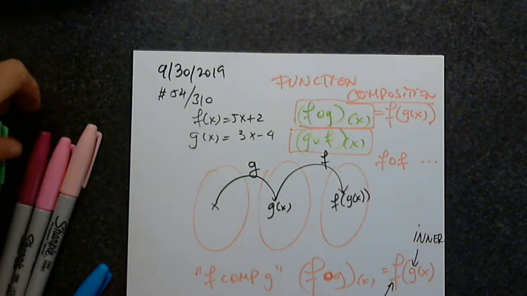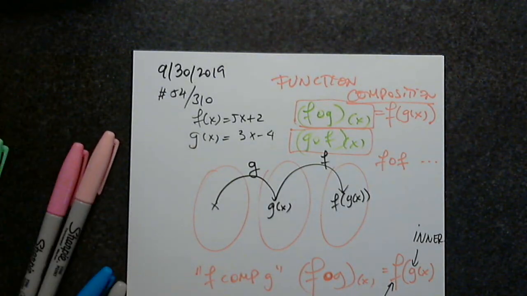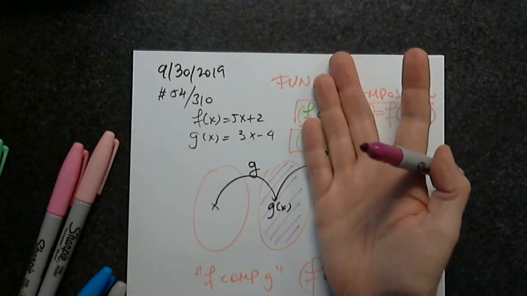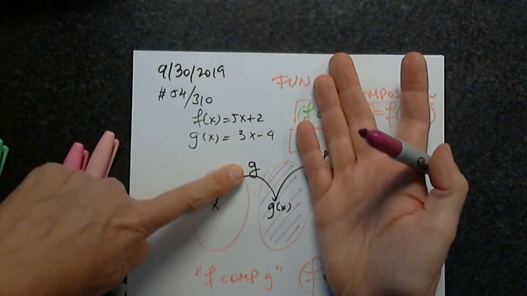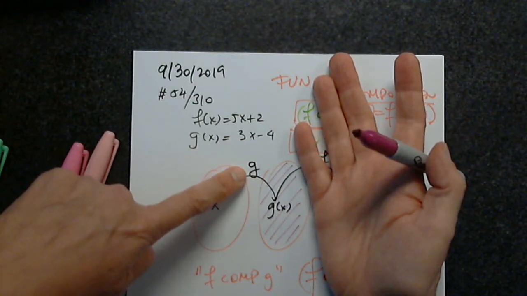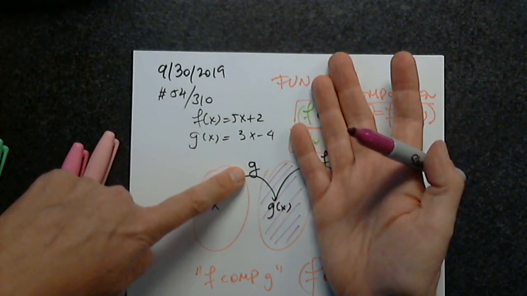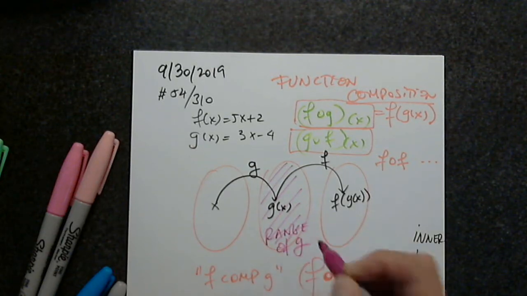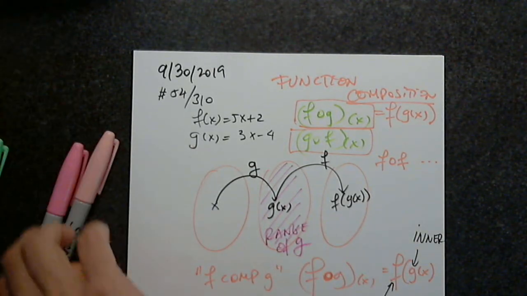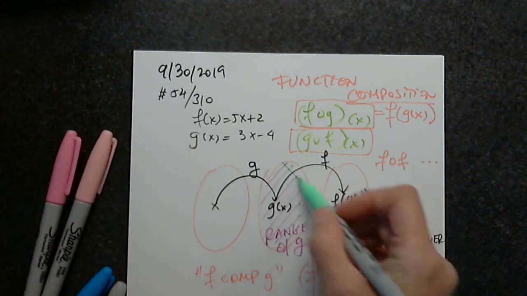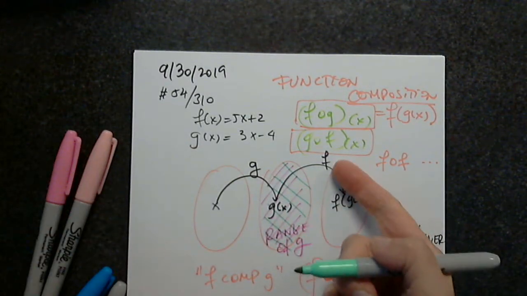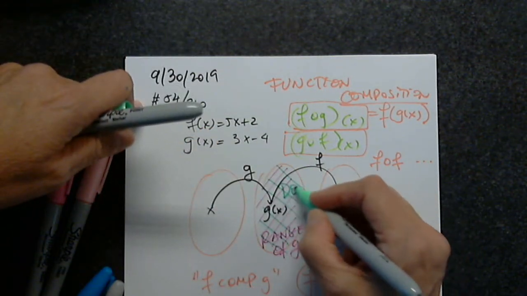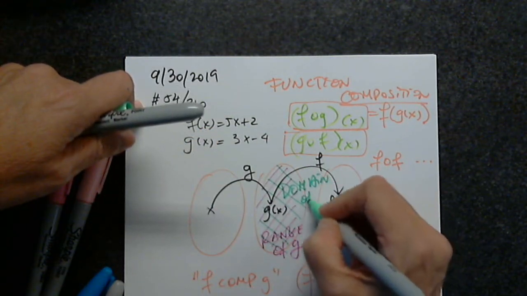So here's a question for you. What does this set represent for g? The range, correct? Very good. So this is the range of g. Also, what does this set represent for f? Domain. So this is domain of f.